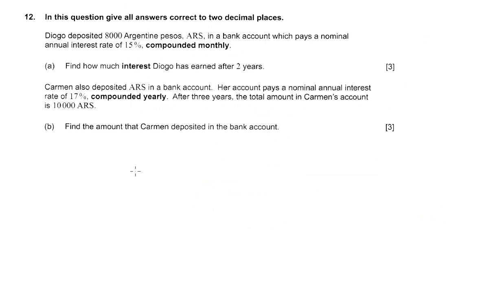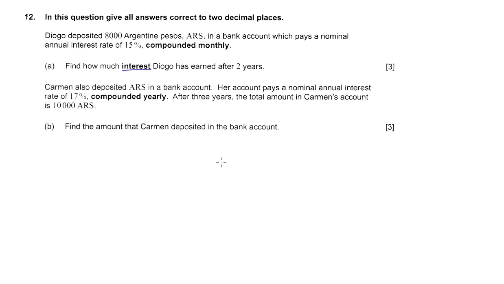Okay. All right, moving on to number 12. In this question, give all answers correct to 2 decimal places. Diogo deposited 8,000 Argentine pesos, ARS, in a bank account which pays a nominal annual interest rate of 15% compounded monthly. Find out how much interest, notice they bolded it for you, that Diogo has earned after 2 years.